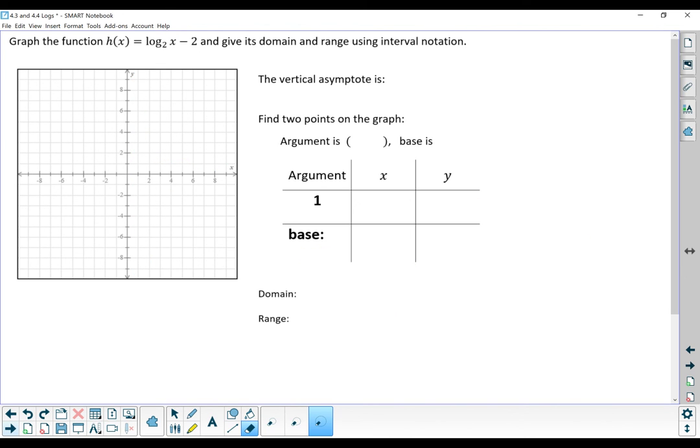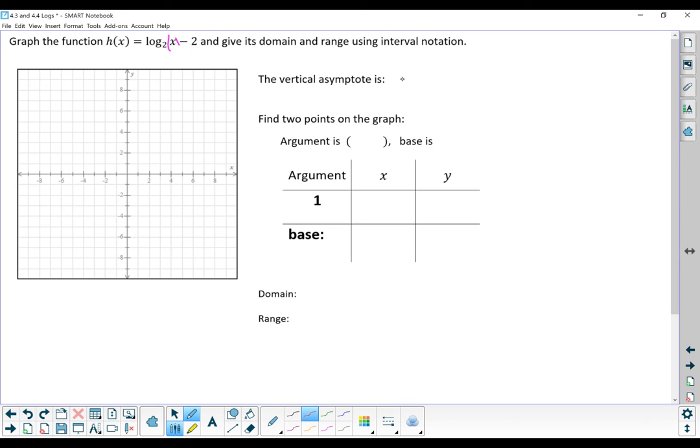Okay, last one. It's log base 2 of x, minus 2. Now, be careful here. The argument does not include that minus 2. The argument is just the x. In order for the x minus 2 to be the argument, you would have to see parentheses around the x minus 2. And since those parentheses are not there, it's understood that just the x is the argument.